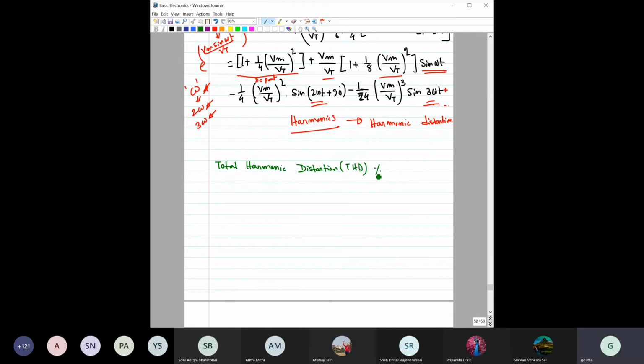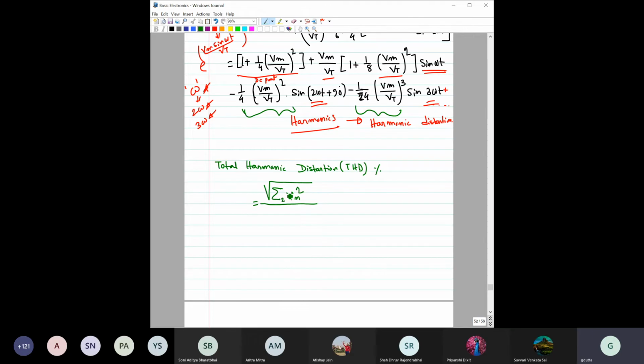And this is always represented in percentage. So that is quite easy to remember. This is basically the square root of the summation of all these amplitudes. Say this amplitude, this amplitude, like the summation of all these amplitudes squared, and then the root over.